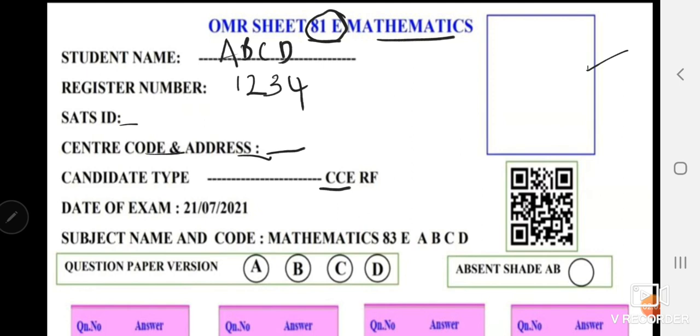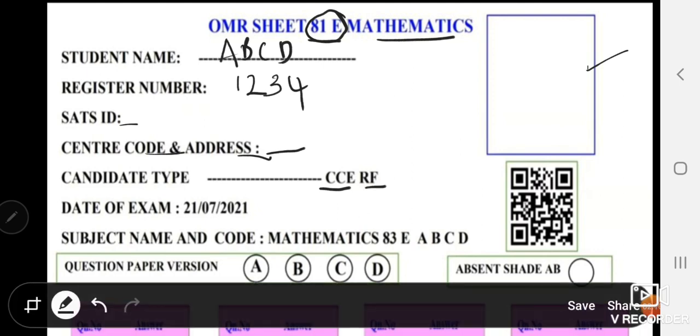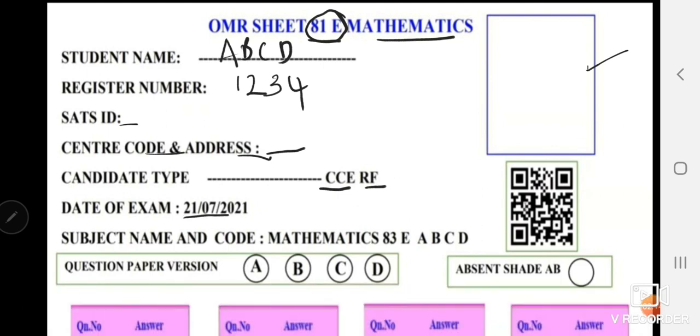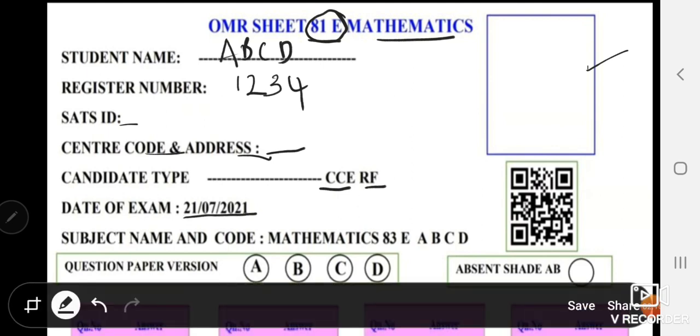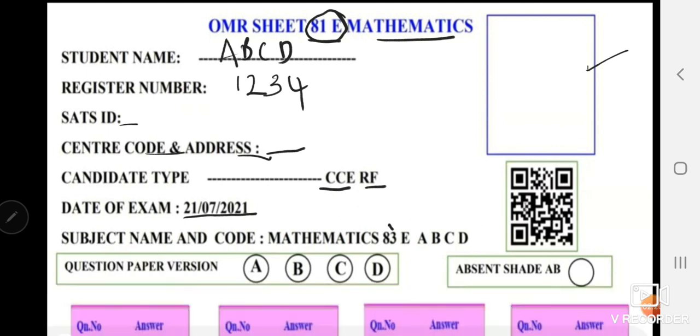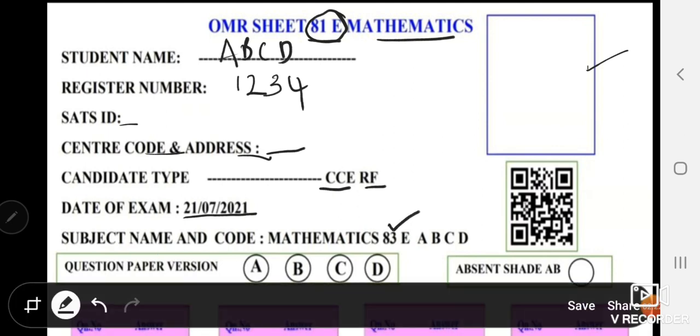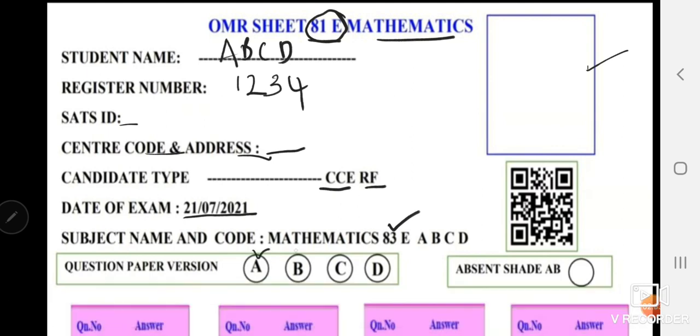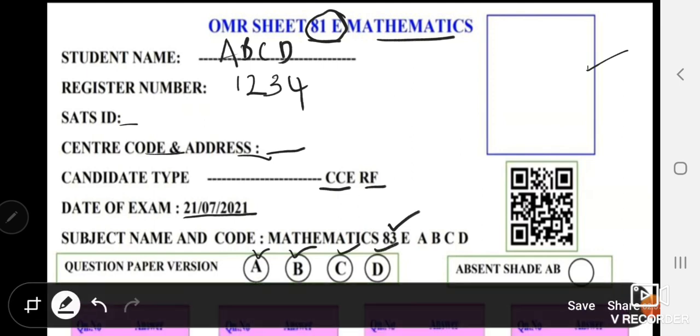Again, CC or if is nothing but regular fresher. Again, the date of examination will be provided in the OMR sheet and also in the admission ticket. Again, subject name and code, as per your subject code and your examination. Again, question paper version. Here you have four different versions, A, B, C, D. Like this, the question papers you will get.